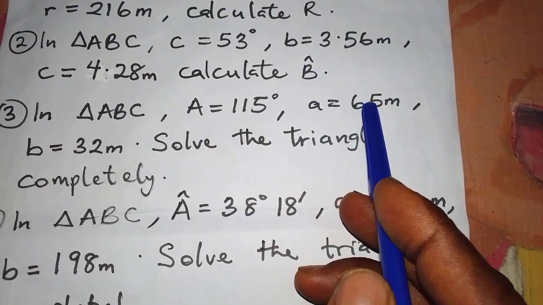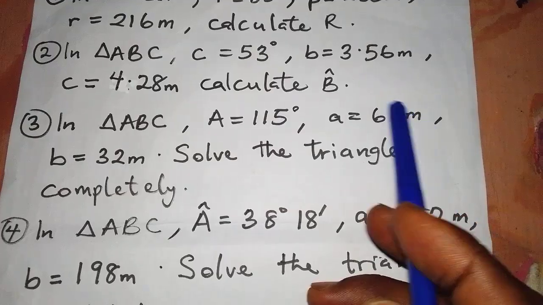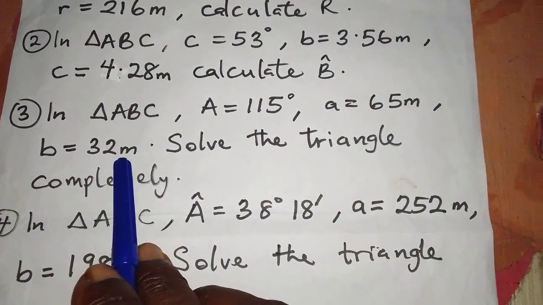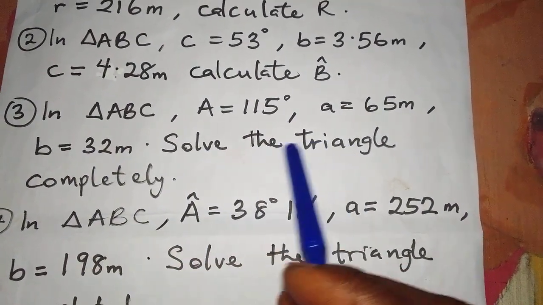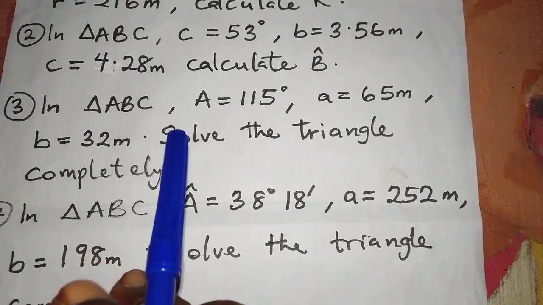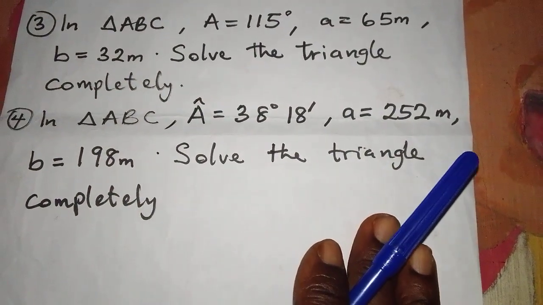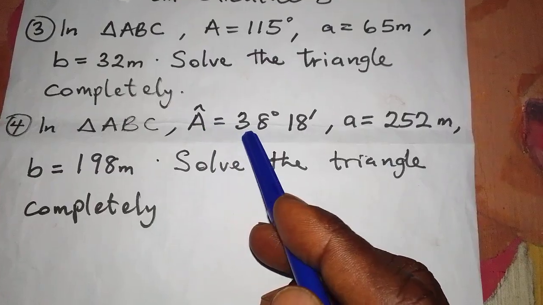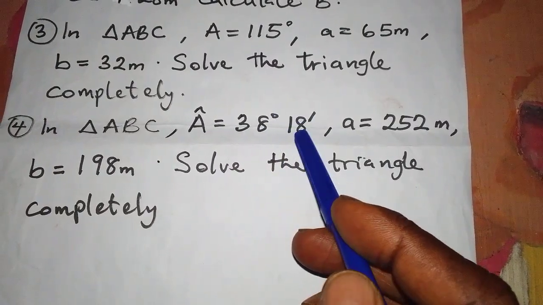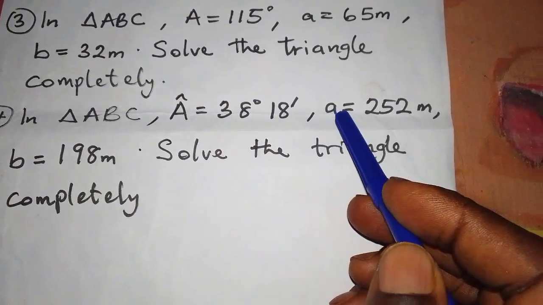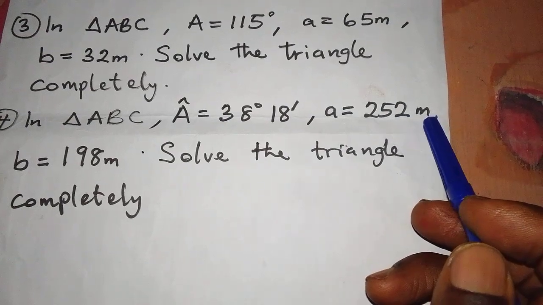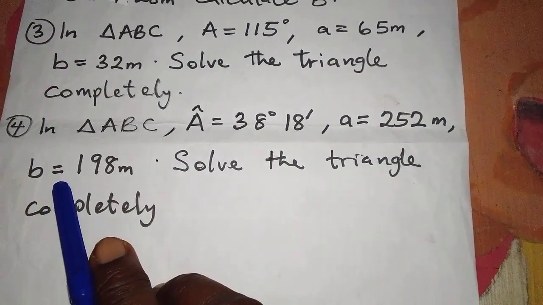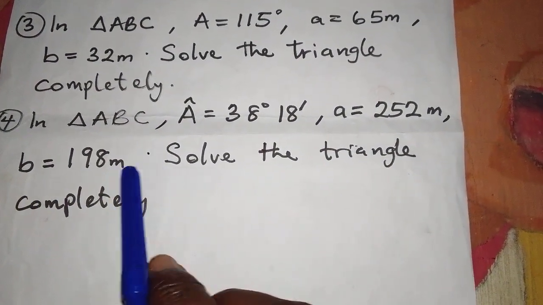Side A is 65 meters. Side B is 32 meters. Solve the triangle completely. Number 4, in triangle ABC, angle A is 38 degrees 18 minutes. Side A is 252 meters. Side B is 198 meters.